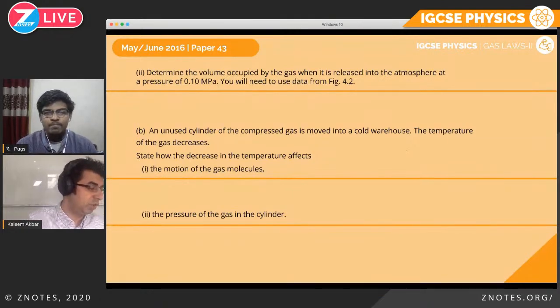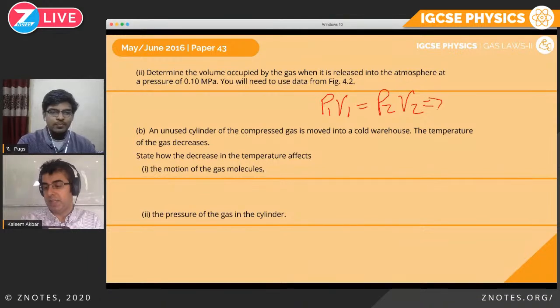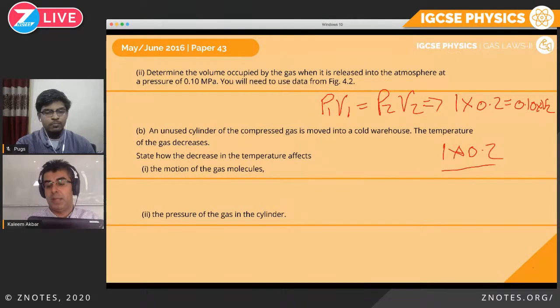So what you've got, guys, is P1 V1 equals P2 V2, which effectively gives you 1 times 0.2 equals pressure 2, which is 0.1, which is given to us, times volume 2. And our job here is to find volume 2. The way we would do that is 1 times 0.2 divided by 0.1.